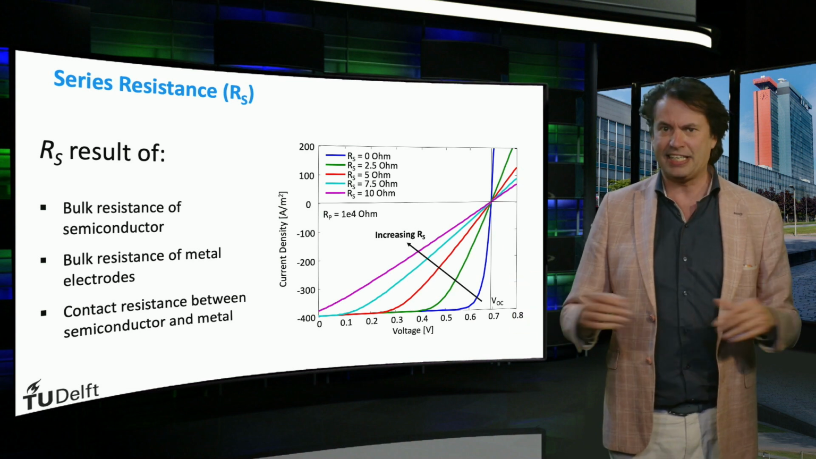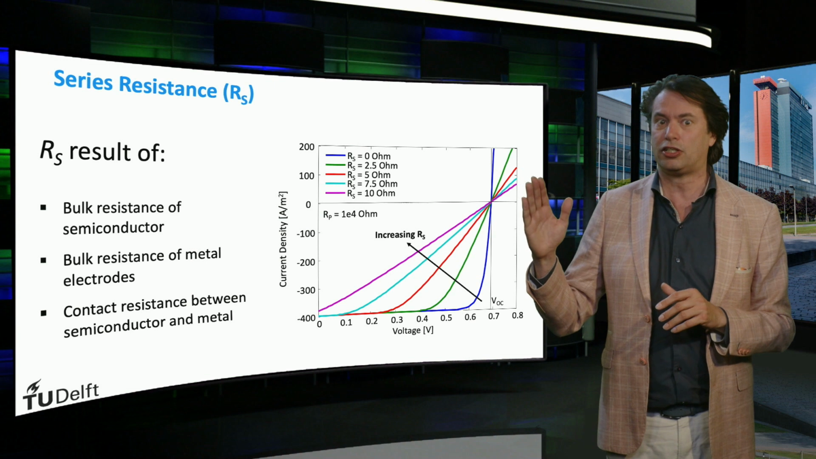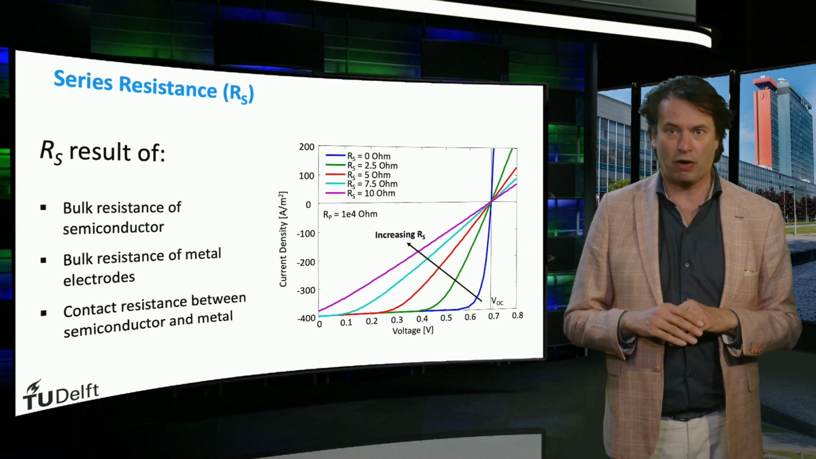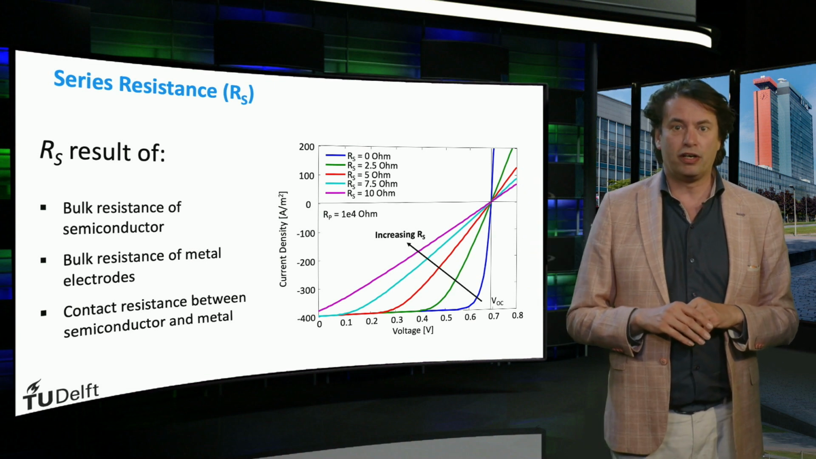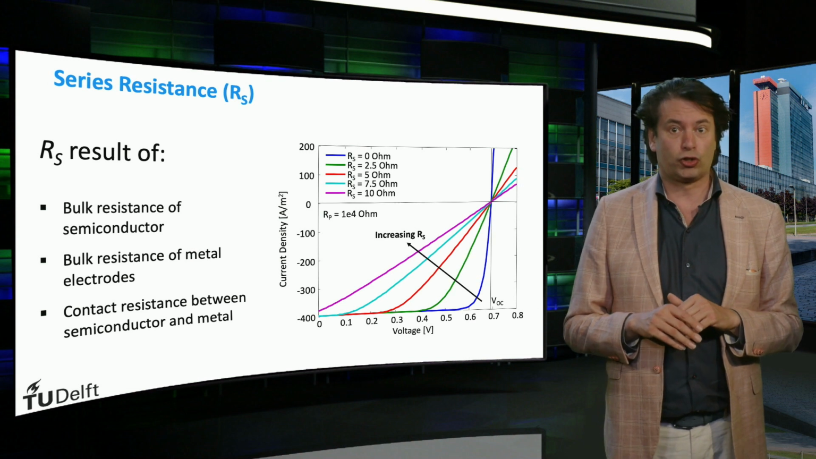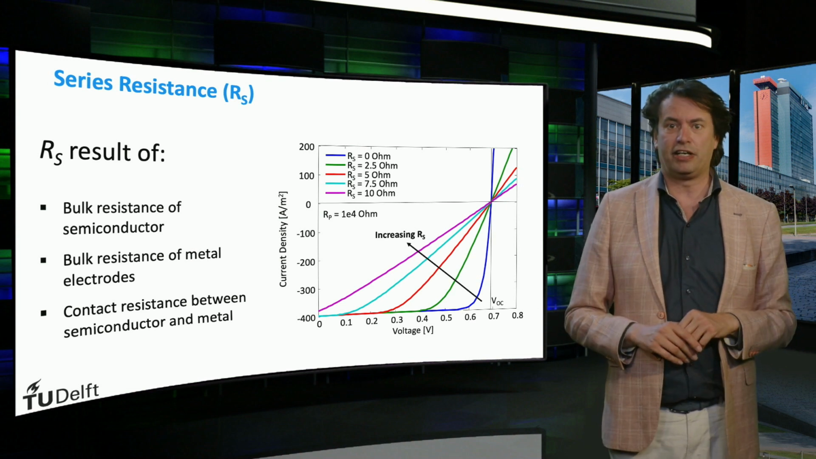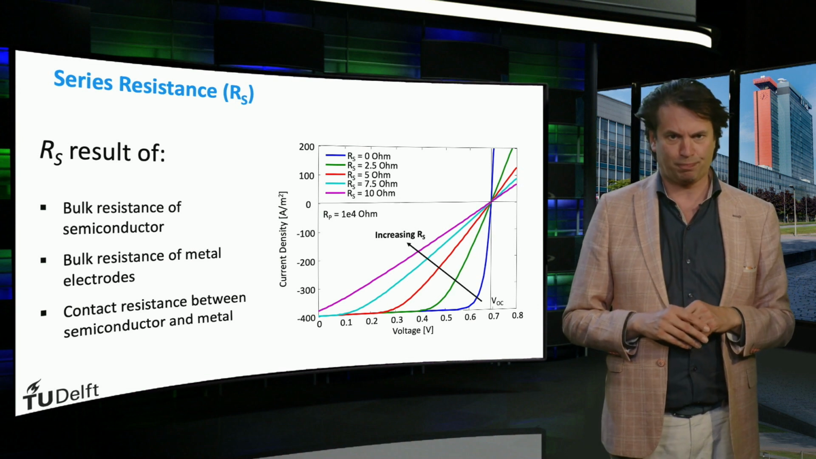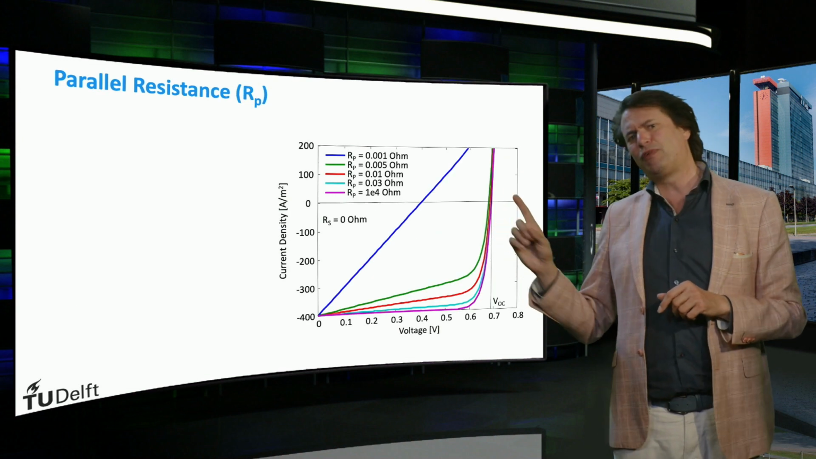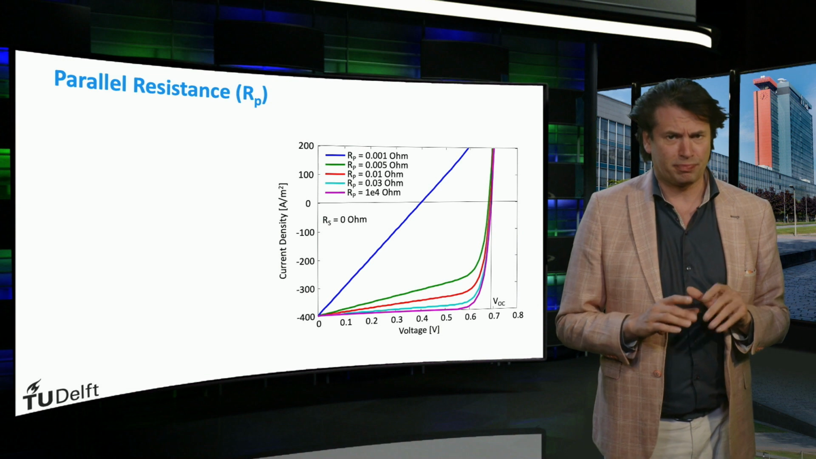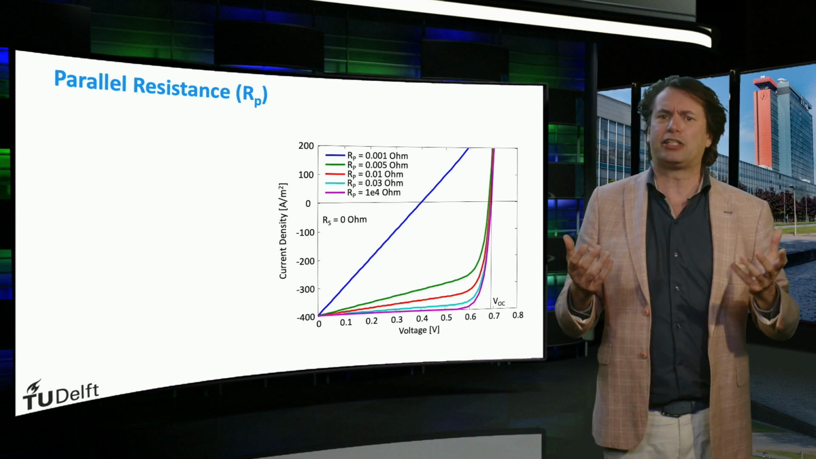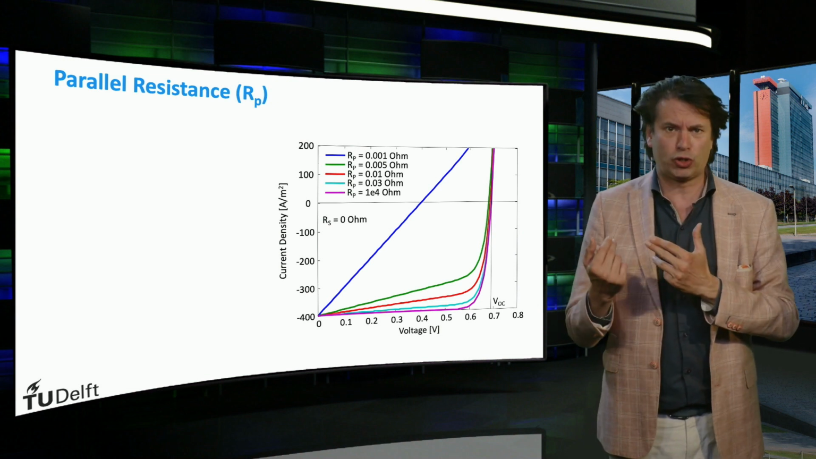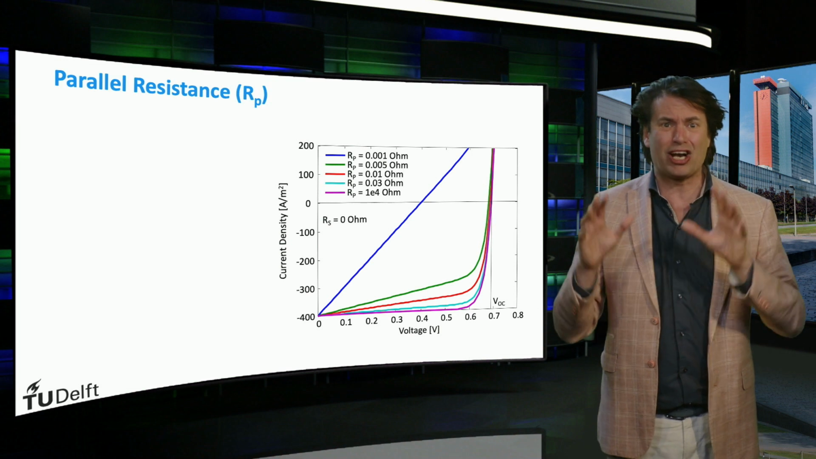We can easily see that increasing the series resistance decreases the maximum output power, even though the open circuit voltage and the short circuit current stay the same. Therefore, RS only affects the fill factor of our solar cell. Next, we look at the shunt resistance. If you remember, this resistance is parallel to our load, so we actually want it to be as large as possible.